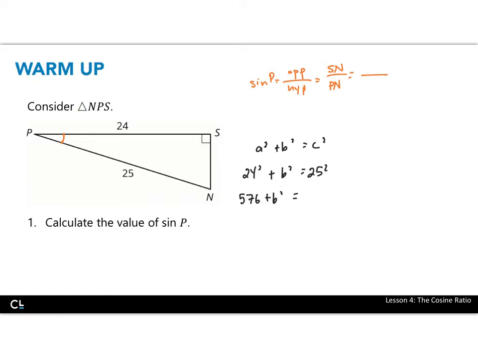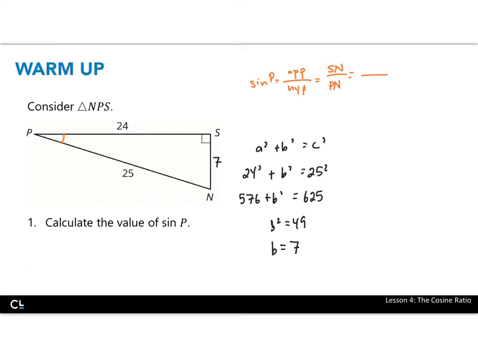625. Okay, so we'll subtract 576 and we get that b squared equals 49, which means that b is 7 after I take the square root of both sides. So there's Sn. Sn is 7.